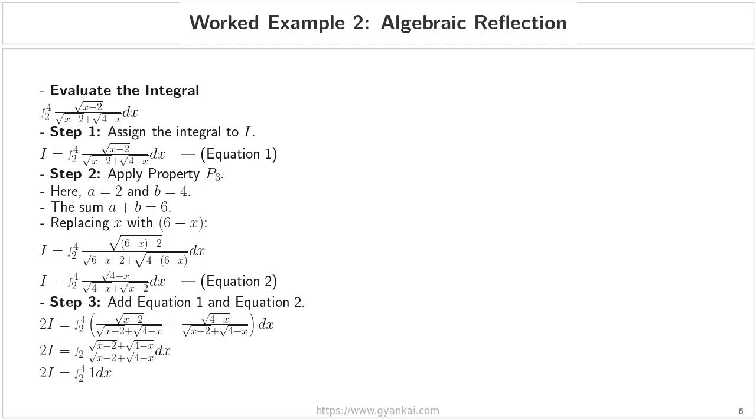Notice what happens when we add those two fractions. The denominators are identical. This allows us to combine the numerators, giving us 2I equals the integral from 2 to 4 of square root of x minus 2 plus square root of 4 minus x, all divided by square root of x minus 2 plus square root of 4 minus x. And beautifully, the entire fraction simplifies to 1 because the numerator and denominator are the same. So, we're left with 2I equals the integral from 2 to 4 of 1 dx.